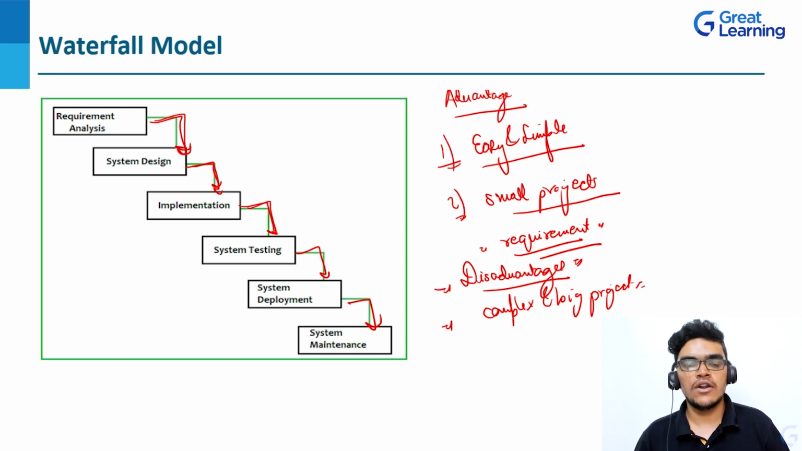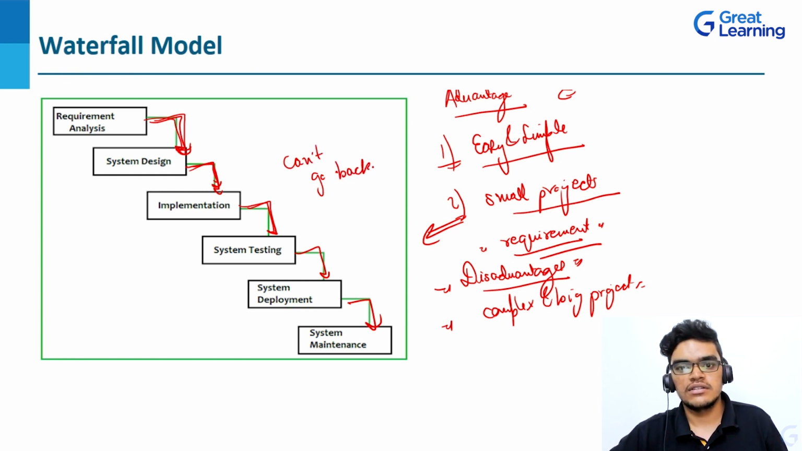Along with that, it also can't accommodate changing requirements. Let's suppose that certain requirements have been given by the customer initially, and the waterfall model has been started, right? In between, if the customer comes once again and tells you that you have to add this particular requirement, then we can't work on this model because we can't go back, right? And if you want to work on the next phase, then the previous phase has to be completed, and only then can you come to the next phase, right? So this is the basic idea about the waterfall model.